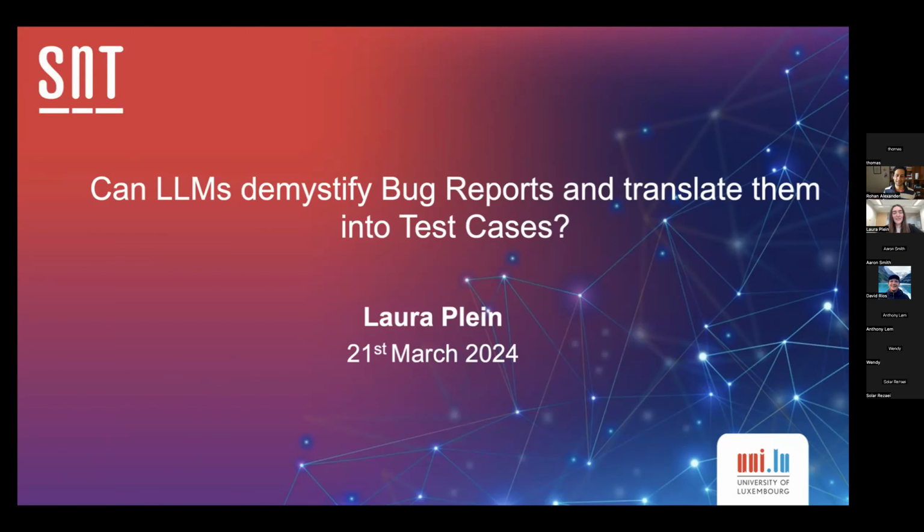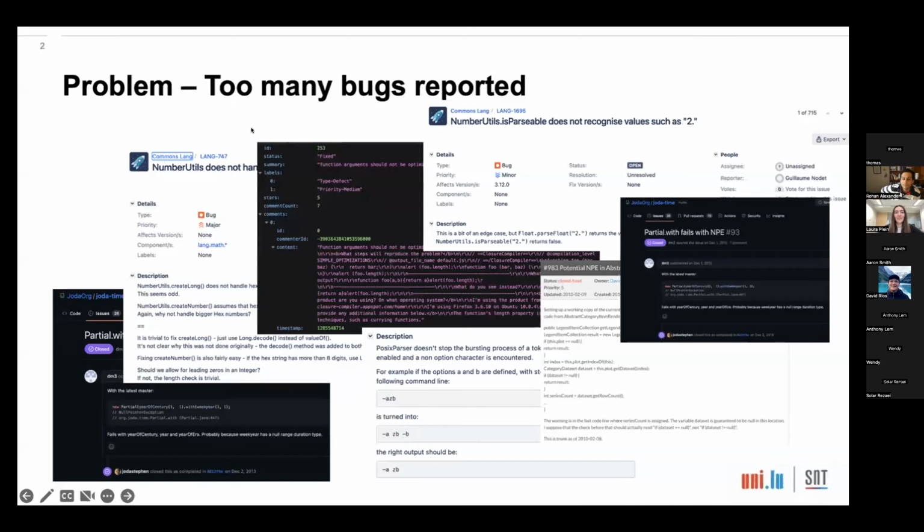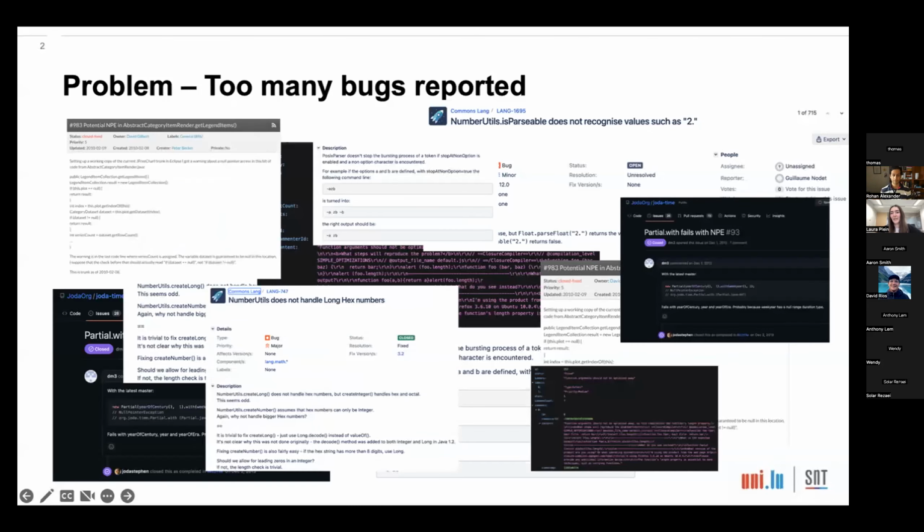As you mentioned, today we'll be discussing how large language models can be used to understand bug reports and translate them into test cases. We've all used a lot of software, and one of the common issues is that we always find some bugs. The problem is usually that people report them in natural language, and then the project owners just get a whole lot of bug reports.